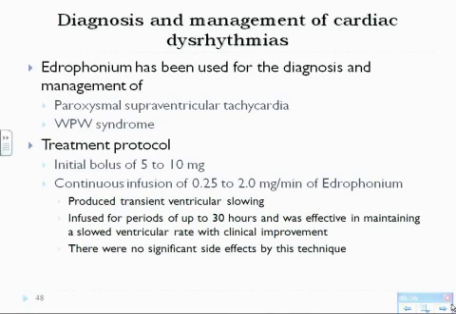What edrophonium will do is it knocks out the AV node, starts slowing it down. So it does work pretty well. In WPW, it's seen to work as well. The initial dose is 5 to 10 milligrams IV, so you're looking at half a cc to 1 cc of edrophonium, followed by a continuous infusion. In the actual study that was done, they did it up to 30 hours, and it was effective at maintaining a slow ventricular rate with clinical improvement, and there were really no significant side effects with this technique. So pretty cool way of doing it.